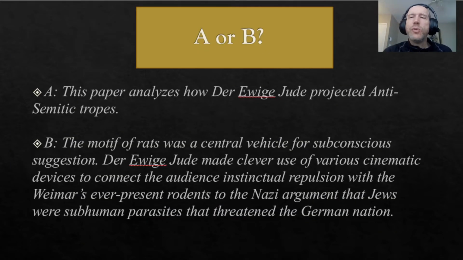So one of the ways we have to think about thesis statements is, what is more effective? So we can use concrete models to compare and contrast it. Again, it's science and art. Some people like something more punchy. Some people like it more complex. What makes these two thesis sentences good? Which one is better? A is, this paper analyzes how der Jude projected anti-Semitic tropes.